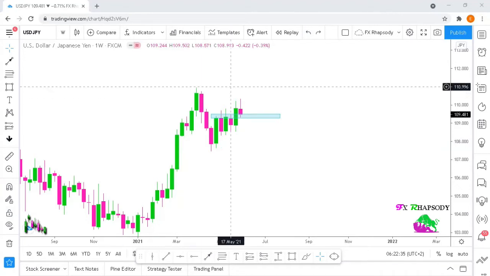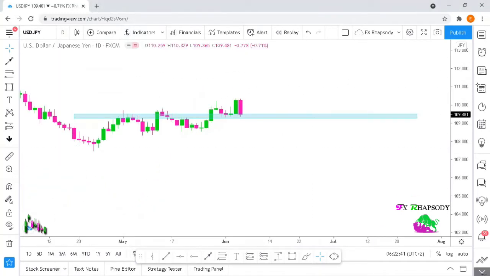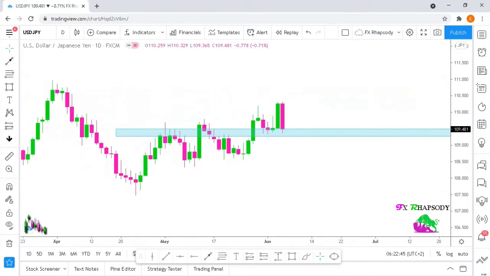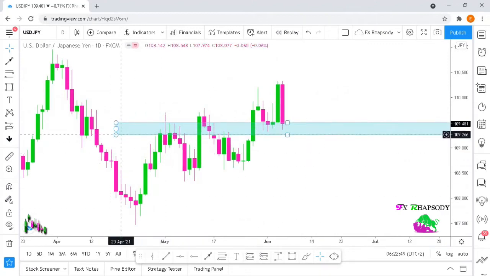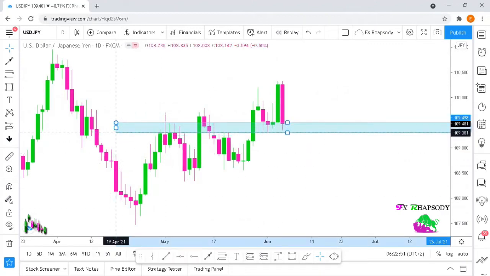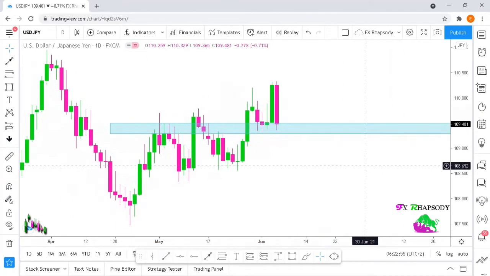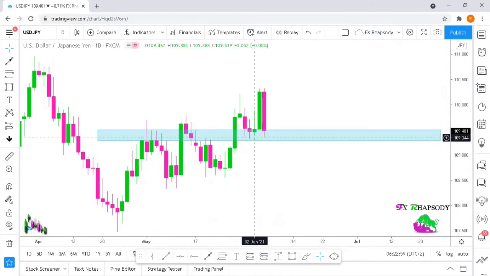So basically, if we have to drill down to the daily, or let's not have to, but let's drill down to the daily. So here we can see nicely this area over here. Just wanted to, here we go, adjust it slightly. So we can see here that this area was broken. It came back to retest it.